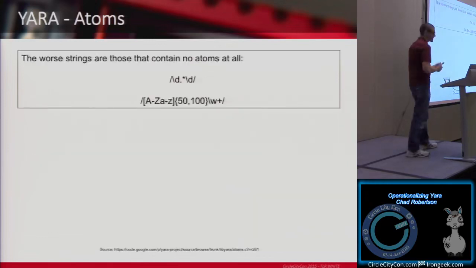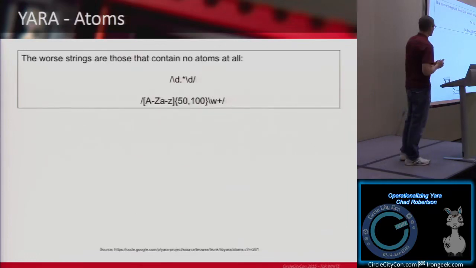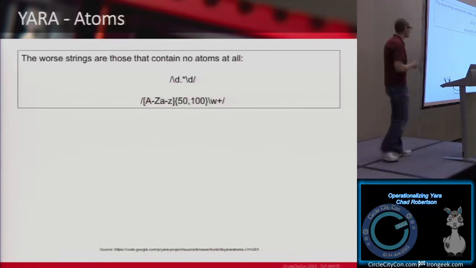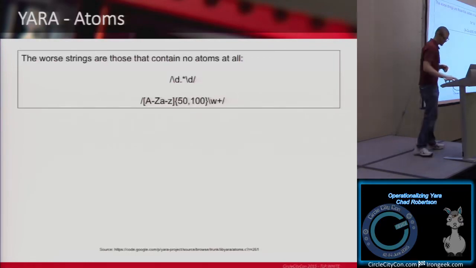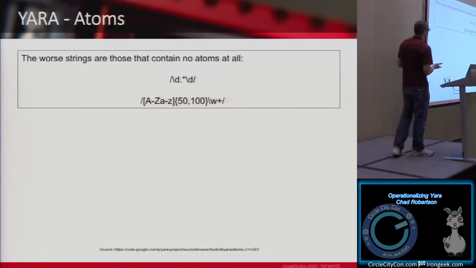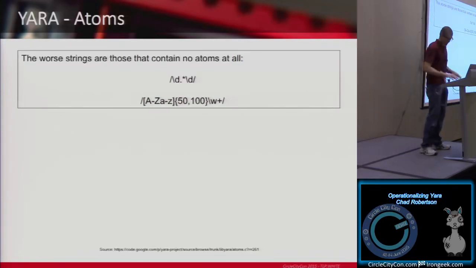The worst strings are those that contain no atoms at all. So the regular expression digit followed by something followed by digit would be very poor because there's no atom for YARA to identify, to then scan around and look around to find if the string matches. And then the bottom one there is also a poor atom. So if you have a regular expression, the takeaway is, if you're writing a YARA rule, try to find something to anchor the string against. Pure regular expressions are slow.